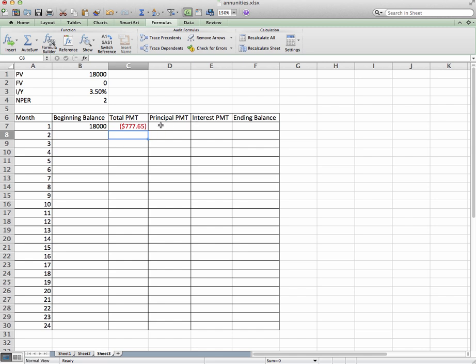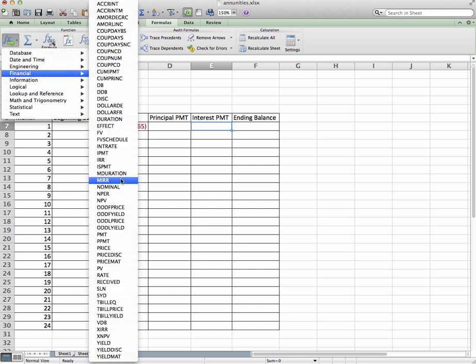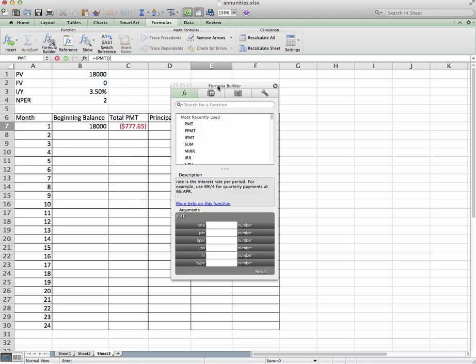Now, how do we find out principal and interest? For the purposes of this video, I know that there's multiple methods on how to get this interest payment, but I'm going to show you how Excel can do it for you automatically with a formula. So, interest: Insert, Financial, IPMT. It is right here, stands for interest payment. Go there, open up the formula builder.